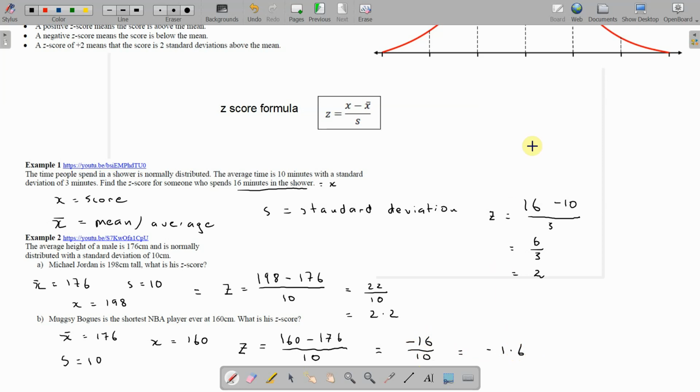That's his Z score. So Z score here of 0, 1, 2, 3, minus 1, minus 2, minus 3. Michael Jordan is 2.2 up here somewhere. That's his Z score. And Muggsy Bogues, minus 1.6, is down here. And that's it. Thank you very much.